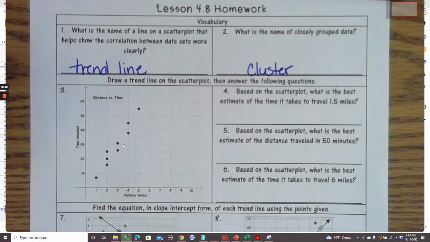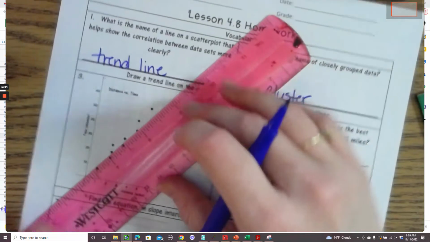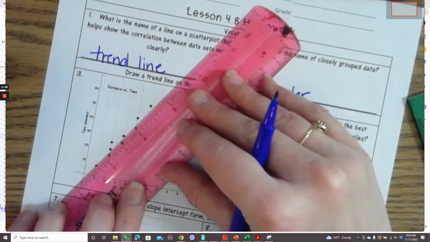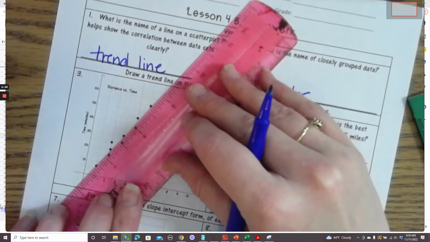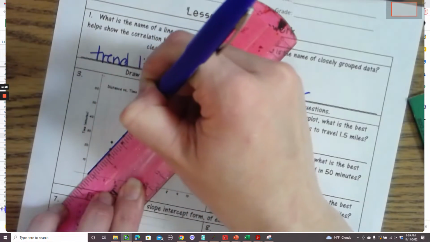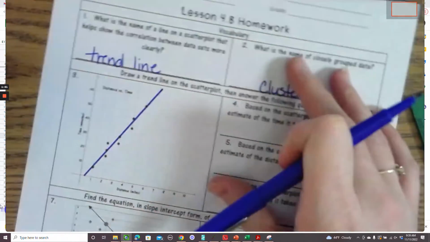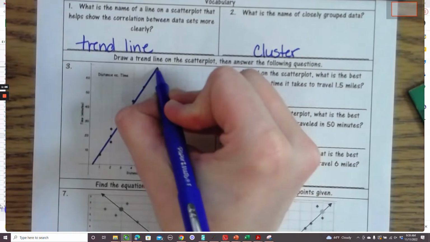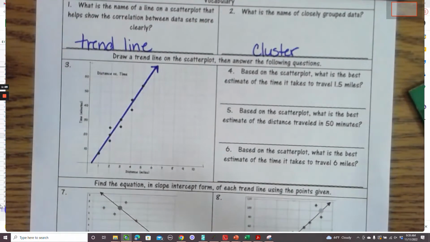All right, so what they've done is they've given us a scatter plot, and it says draw a trend line and then answer the following questions. When we draw a trend line, we want to get about the same number of dots above and below that line. So we're not going to get a line that perfectly goes through the middle of this. I'm going to draw my line here. Every time, we're all going to get a different line. They're not going to be exact. These are all just close estimates.